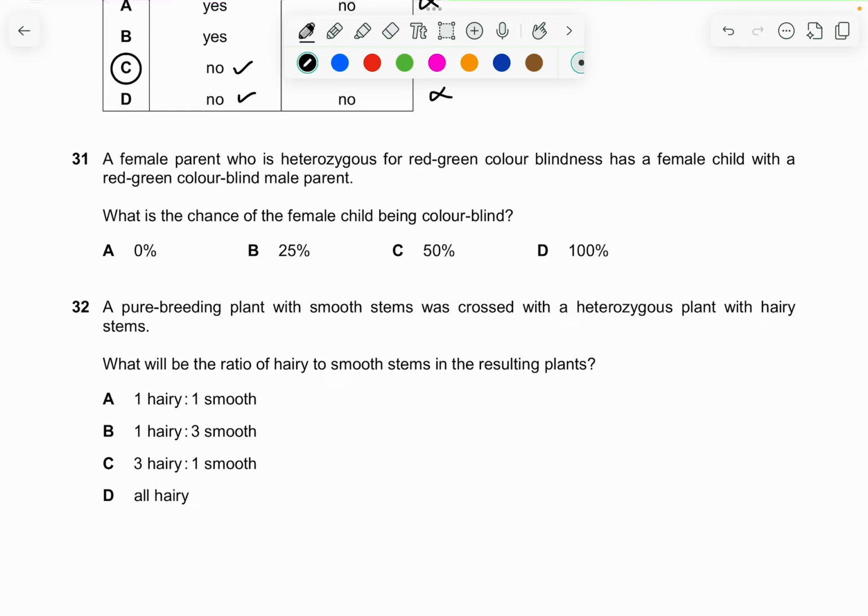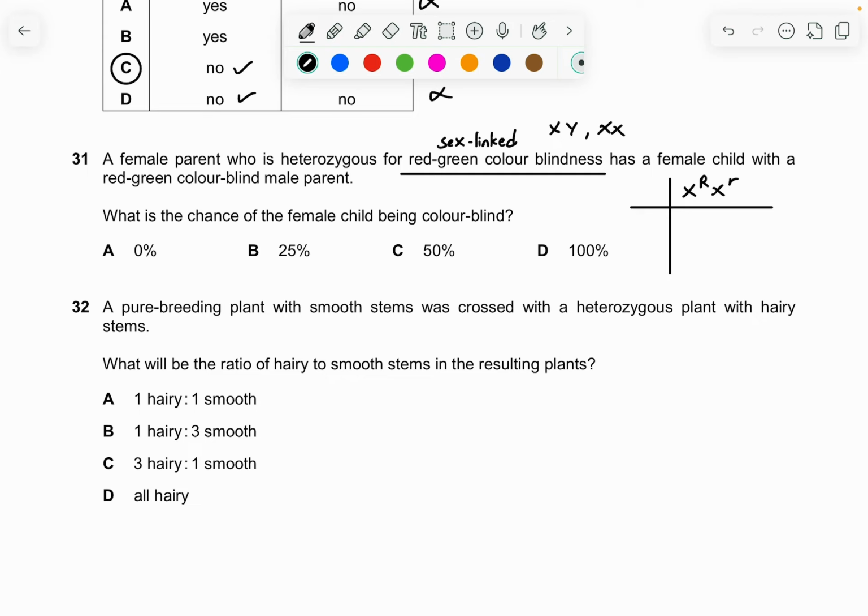Question 31. A female parent who is heterozygous for red-green color blindness has a female child with a red-green color blind male parent. What is the chance of the female child being colorblind? First of all, red-green color blindness is a sex-linked inheritance disease, so we need to use XY and XX. The female parent is heterozygous, so I put X big R, X small r, and draw the Punnett square.